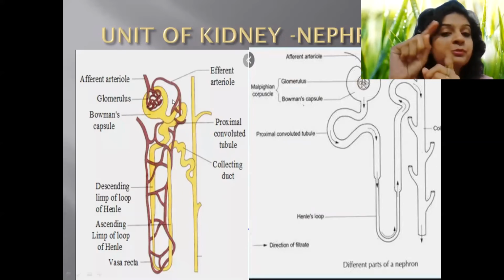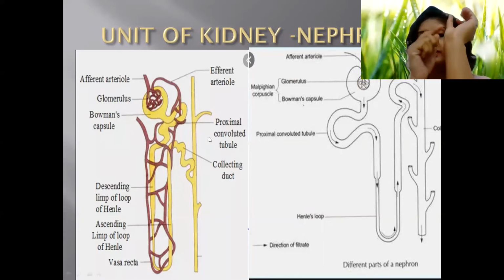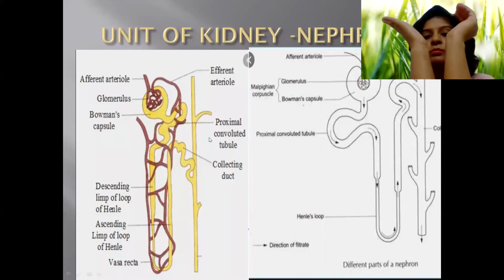Now this Bowman's capsule leads to a coiled structure. As I said, like Maggi noodles, it is a noodle-like structure. You can see the curve, the wave-like structure. This wave-like structure is known as the convoluted tubule. You can see the word convoluted here. So this is my Bowman's capsule, and this is the convoluted tubule, which now moves like this.